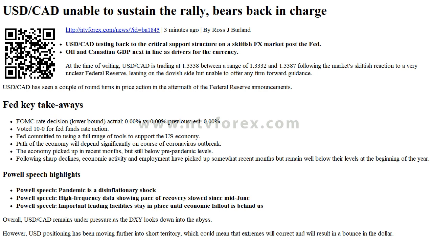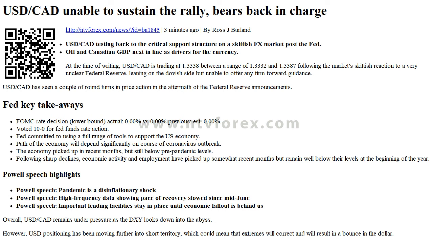www.ntvforex.com: USD/CAD unable to sustain the rally, bears back in charge. News ID BA1845, 3 minutes ago, by Ross J. Berland. USD/CAD testing back to the critical support structure on a skittish FX market post the Fed, with oil and Canadian GDP next in line as drivers for the currency.